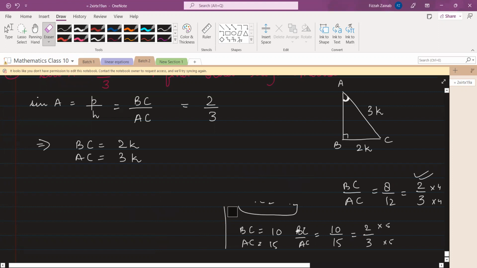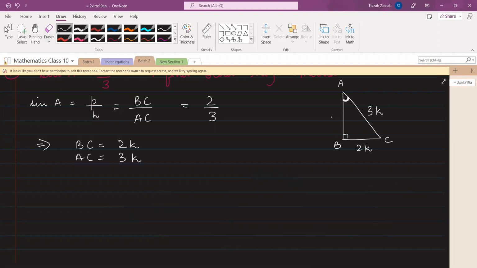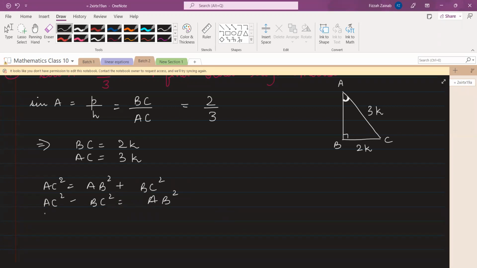So for all the multiples of 2 and 3, the ratio will be 2 by 3, just to summarize. Okay. So BC is 2K and AC is 3K. Now I want to know the third side of the triangle, so I can use Pythagoras theorem. So here AC square is equal to AB square plus BC square, right? So that means AC square minus BC square is equal to AB square, because I want to find AB.